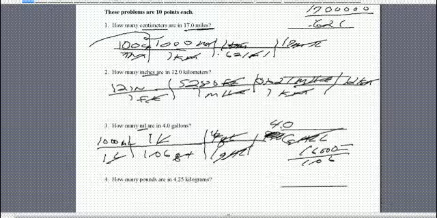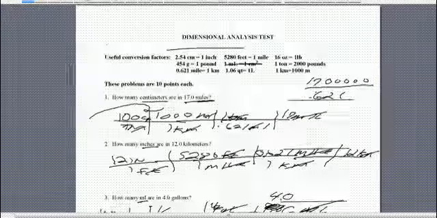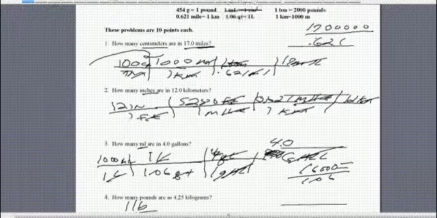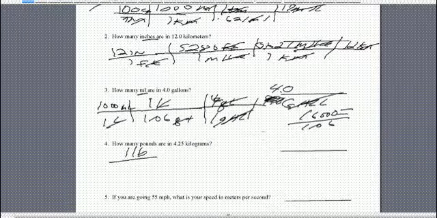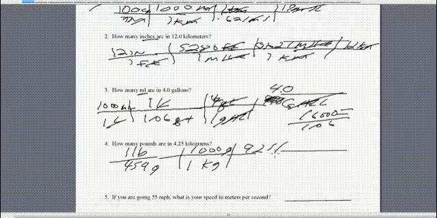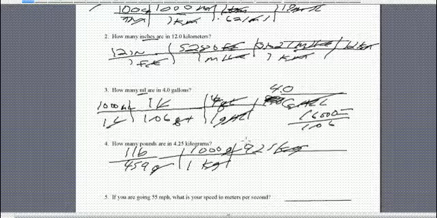How many pounds are in 4.25 kilograms? Fine, you know kilograms, what you're looking for. Looking for pounds. You know 1 pound is, let's see what they say. 1 pound is 454 grams. You know that there is 1,000 grams in 1 kilogram. You know they gave you 4.25 kilograms. What cancels? Kilograms, grams. You're left with what? Pounds. Do the math.